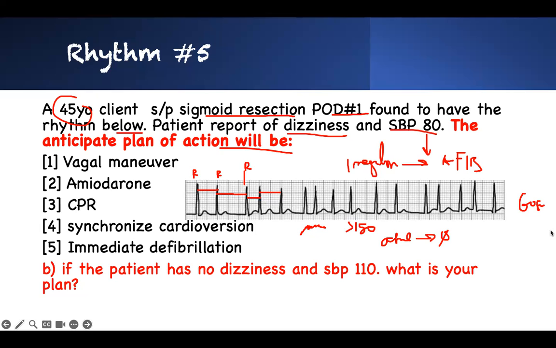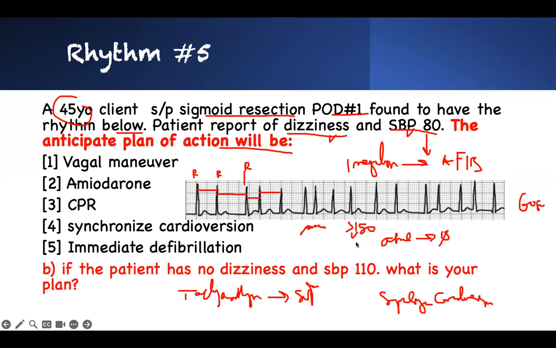But look at it, this is what we have. An irregular rhythm, a fast one, and I have symptoms. My blood pressure is low. So this is the same thing. We call them tachyarrhythmia. It's the same thing as SVT, but it's different. The management though is the same. Every tachyarrhythmia, SVT, AFib, atrial flutter, no matter what, if they have symptoms, your number one is to do what? Synchronized cardioversion. That's your best choice.